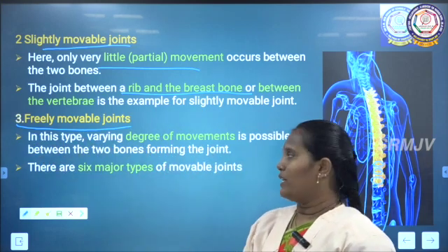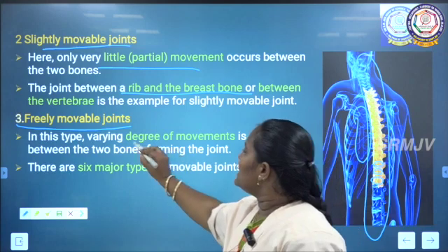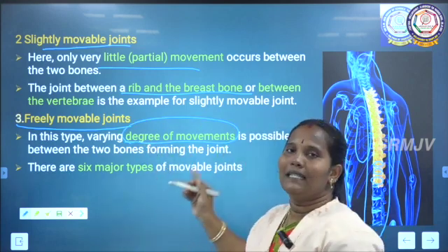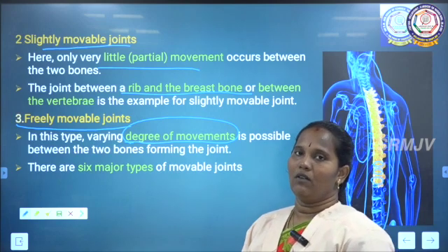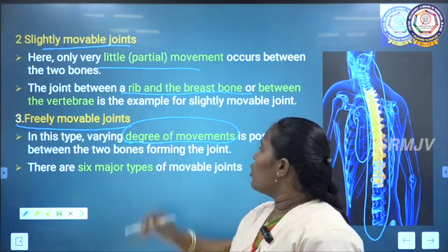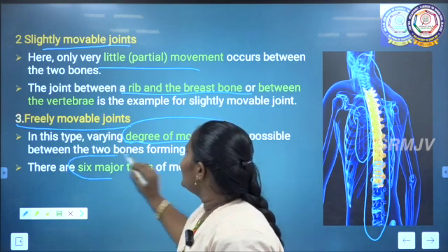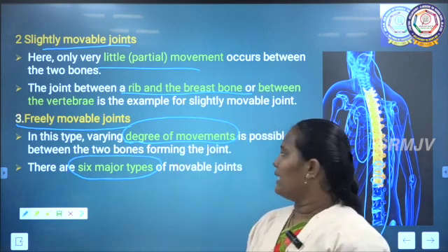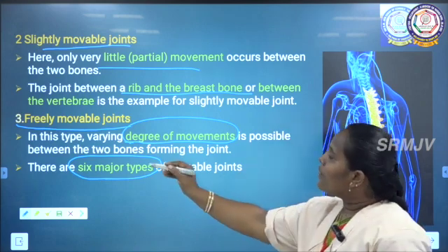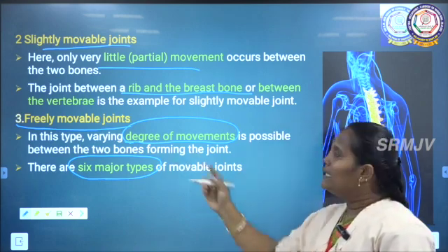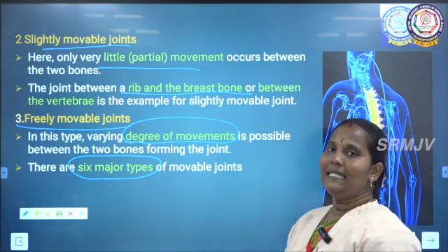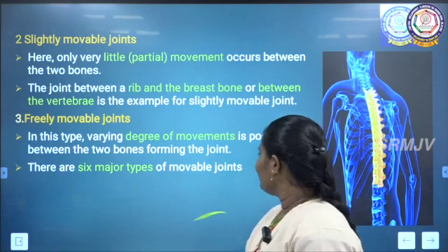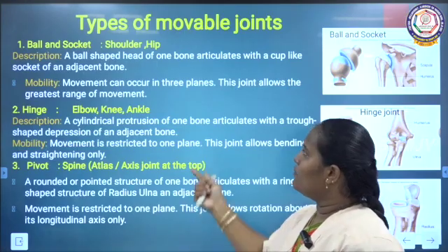Freely movable joints means a varying degree of movement occurs in this type of joint. The freely movable joints have 6 types. See, the degree of movements that happen in these freely movable joints, they are in 6 types. We have to see them one by one. See what the 6 types are.